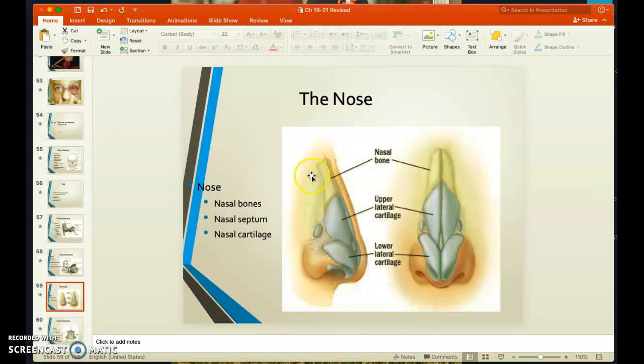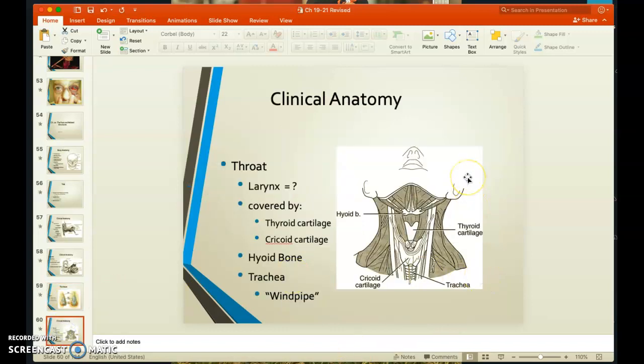The nose, we have our nasal bone, and the rest is all cartilage. You can see the cartilage is not all just one chunk. There's several pieces. The middle, the division, is the septum. Here we have the throat, okay, your larynx, aka the voice box, covered by your thyroid and cricoid cartilage, moves up and down. We can see the muscles that surround the throat, protect not just the larynx itself, but also the trachea.